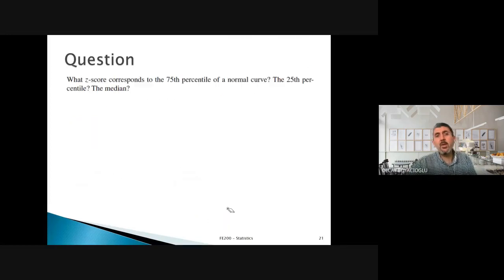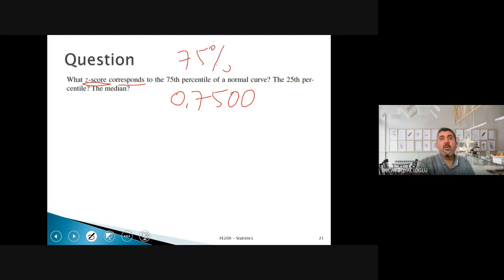Now let's use this z-table in a different way. What z-score corresponds to the 75th percentile of a normal curve? What does 75th percentile mean? It means we are trying to find the z-score which corresponds to the 75th percentile. That means 0.75, 0.7500. That is the 75th percentile.